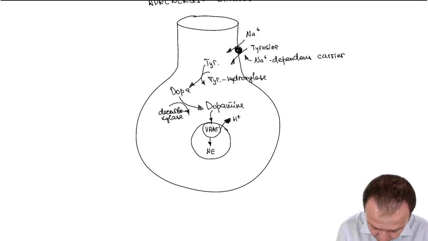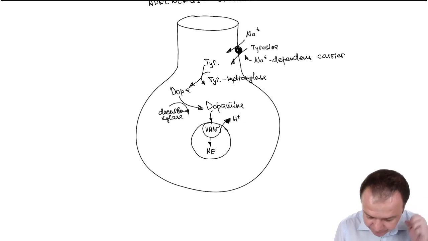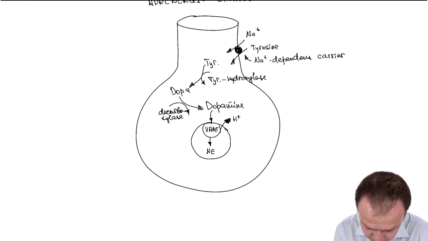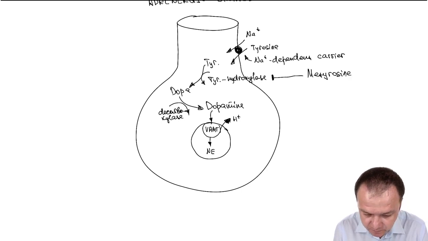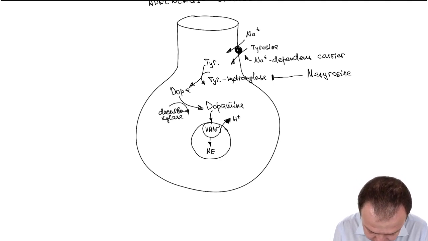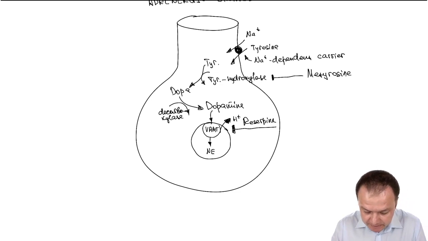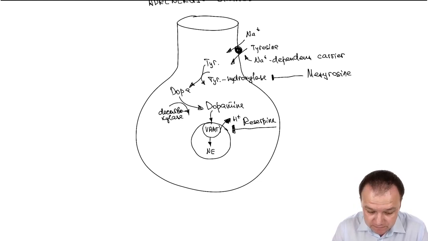Synthesis of DOPA by tyrosine hydroxylase is the rate-limiting step for adrenergic synapses. So we have a medication called metyrosine, and this metyrosine blocks tyrosine hydroxylase and prevents synthesis of norepinephrine. Another medication that belongs to the sympatholytic group is called reserpine, and reserpine blocks the vesicle-associated monoamine transporter.